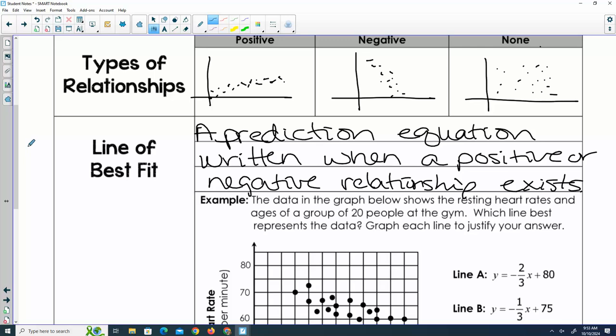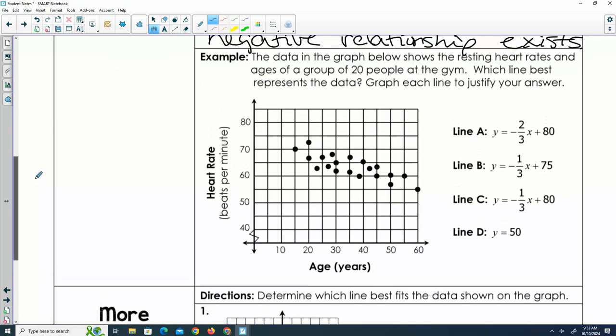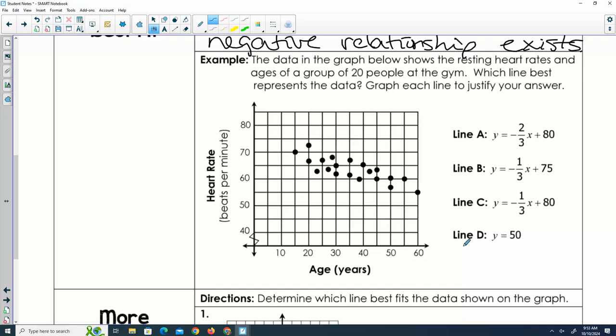So the first one, we are going to look at a graph. This is kind of like an EOC type question. A lot of times they might give you a scatter plot and say, which of these lines is the best? The data in the graph shows the resting heart rate and ages of a group of 20 people at the gym. Which line of best fit represents the data? We are going to graph each line in order to decide.